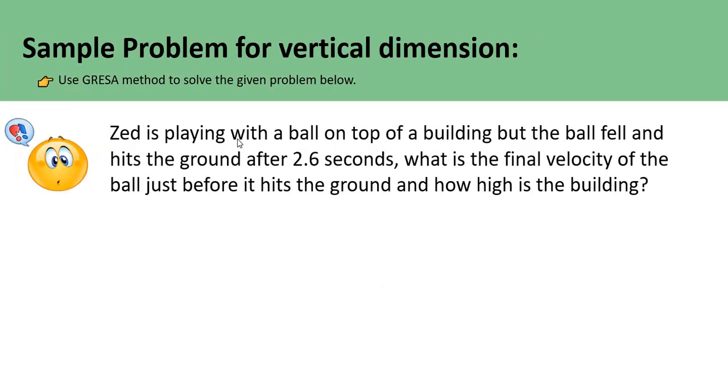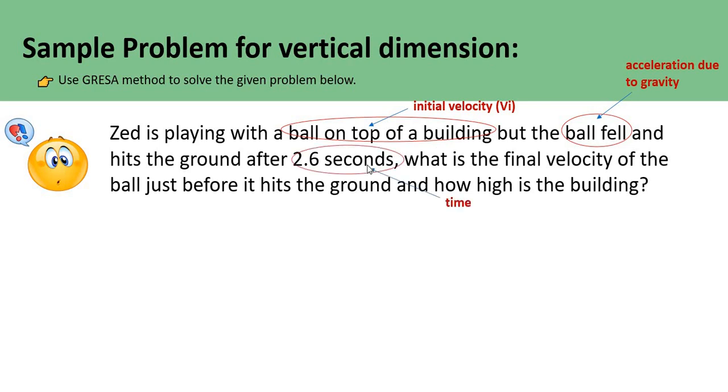Z is playing with a ball on top of a building, but the ball fell and hits the ground after 2.6 seconds. What is the final velocity of the ball just before it hits the ground, and how high is the building? Again, first, encircle the given in the problem. The ball on top of the building means that the ball is at rest and not moving, therefore, the initial velocity of the ball is 0 meter per second. When the ball fell, the acceleration of the ball due to gravity is negative 9.8 meters per second squared. 2.6 seconds is the time.